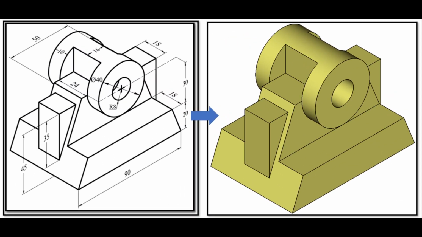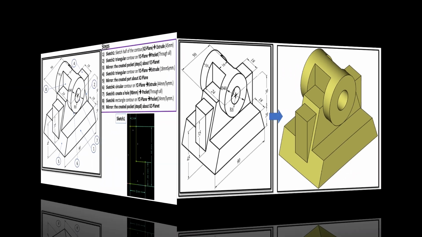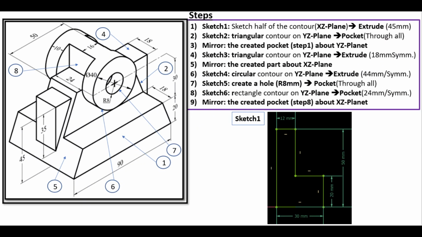This is the ISO view drawing that we need to convert to this 3D solid part. There are several ways or steps to create this 3D part. Here you find the steps and the tools that I used to create the 3D solid part. You also find the first sketch that I created in step 1. Try to use the FreeCAD Mirror tool as much as possible.